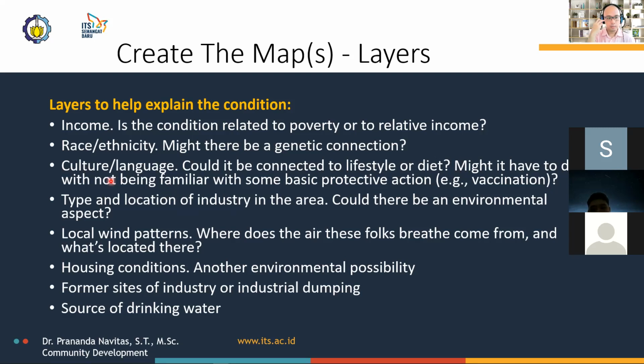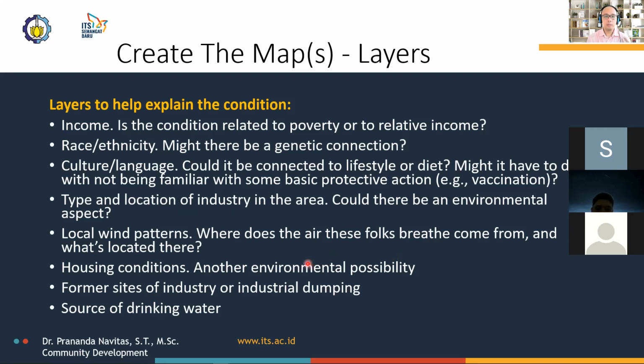Again, we're coming back to the public health phenomenon. The public health phenomenon could be connected to different lifestyles or diets due to culture. It might have to do with not being familiar with some basic protective action and so on. Perhaps it has something to do with types and location of industry in an area. It could be there could be an environmental aspect to it, or perhaps some other geographical features of the area, local wind patterns, perhaps the air. You can ask yourself, where does the air these people breathe come from, and what's located there?